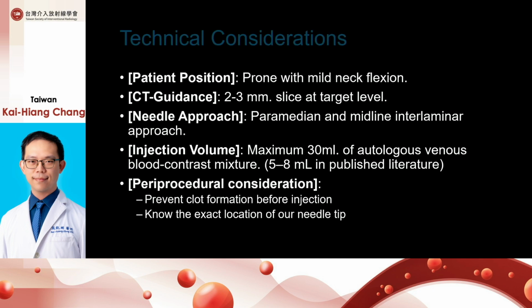Now let's turn to the technical considerations. In our center, we perform the procedure with the patient prone and the neck slightly flexed. We use a 2 to 3 millimeter slice at the target level and approach near the spinal cord with a paramedian or midline interlaminar approach and inject up to 30 milliliters of autologous blood mixed with contrast medium.